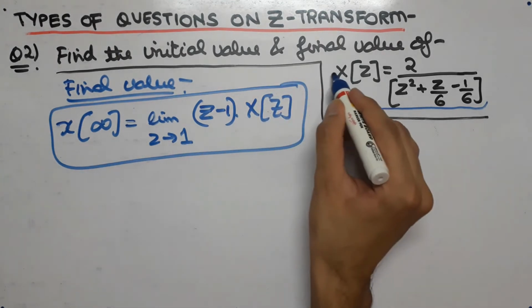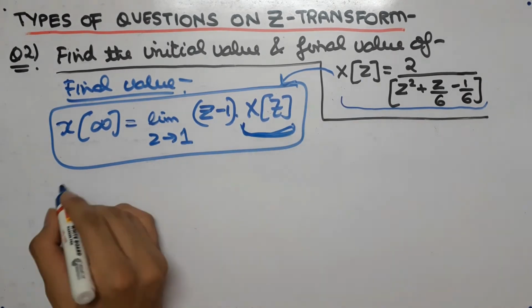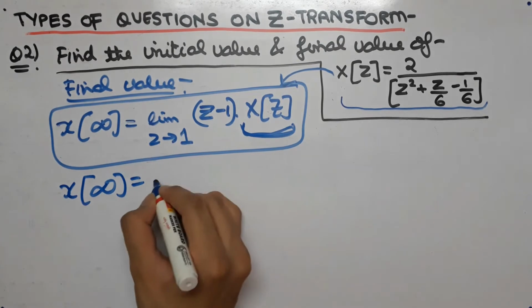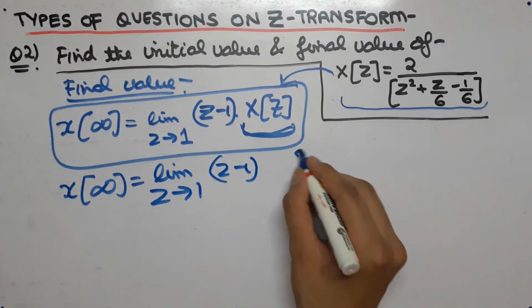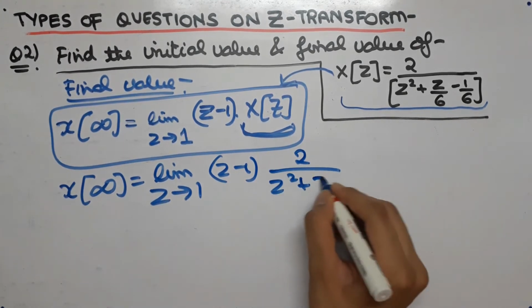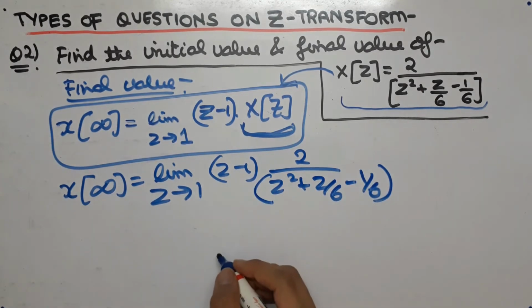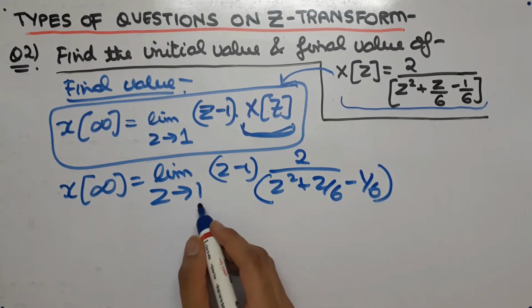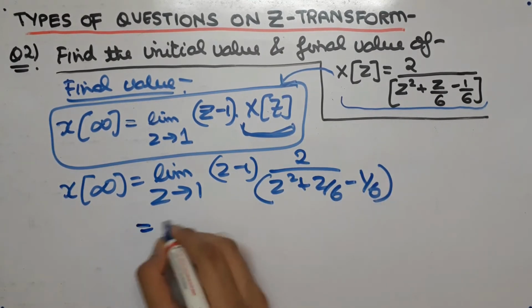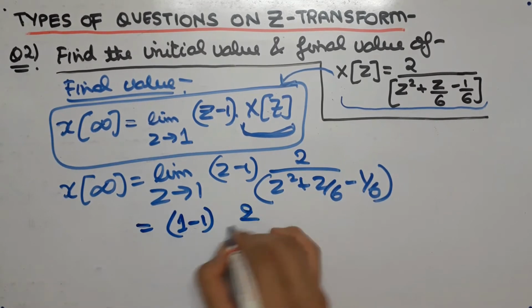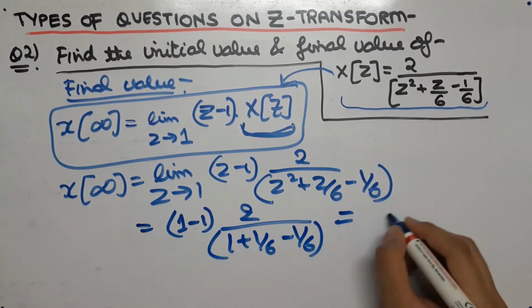Now we are going to simply put the value of xz in this equation. On doing that, you will get x infinity is equal to limit z tending to 1 of z minus 1 into 2 upon z square plus z by 6 minus 1 by 6. Now we are simply going to put the value of z as 1 in this equation. That is, we will now satisfy the limit. On doing that, you will get 1 minus 1 into 2 upon 1 plus 1 by 6 minus 1 by 6. On doing that, you will get 0.